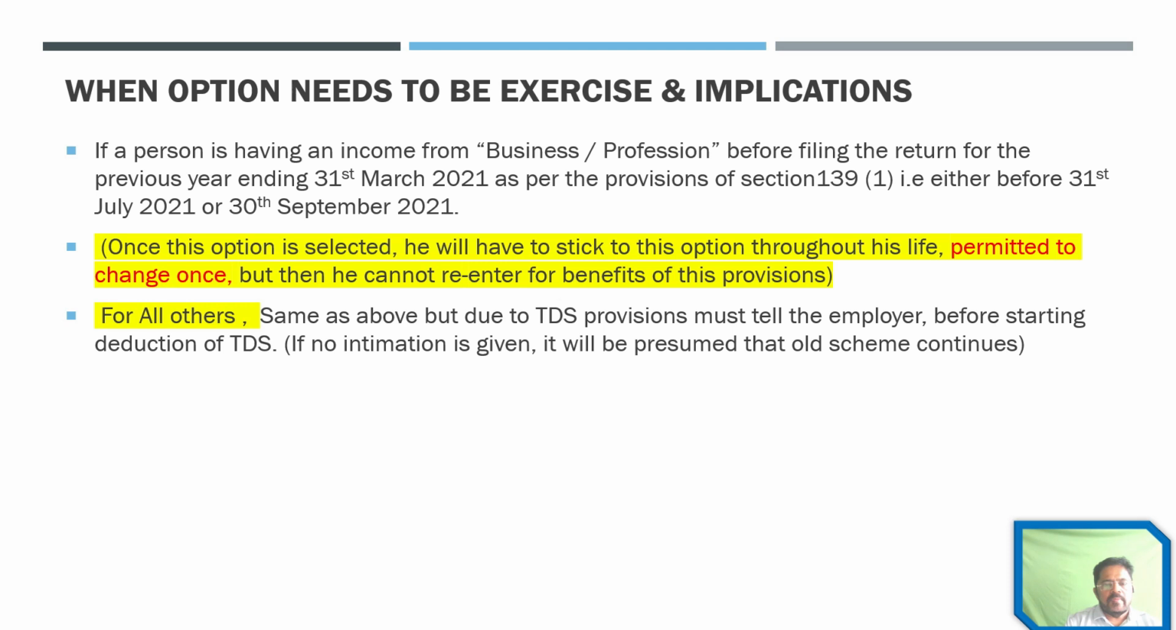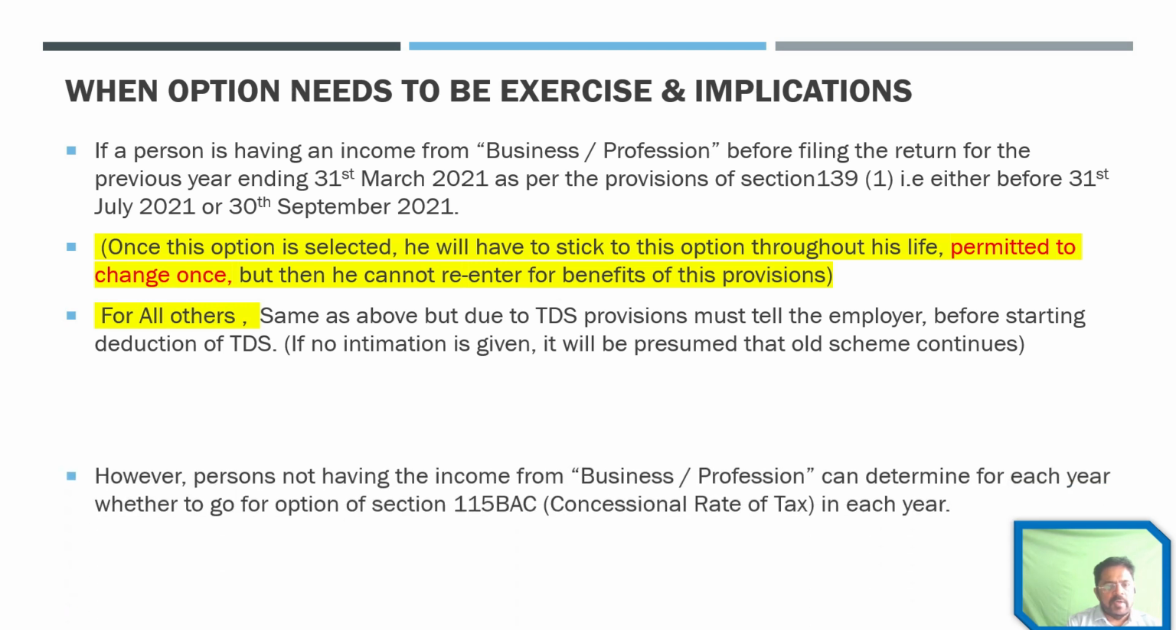And for all others, the due date is the same as above. But however, if you are having an income from salary, TDS is required to be deducted. And for that reason, you must tell your employer, before the employer starts deducting the TDS, whether you are opting for this particular scheme or not. And if you don't intimate, it will be presumed that the old scheme continues. That means you have selected not to go for the new scheme. However, this option can be selected anytime before the due date of filing the income tax return, which generally will be 31st of July 21. But for TDS purposes, you will have to intimate the employer earlier.